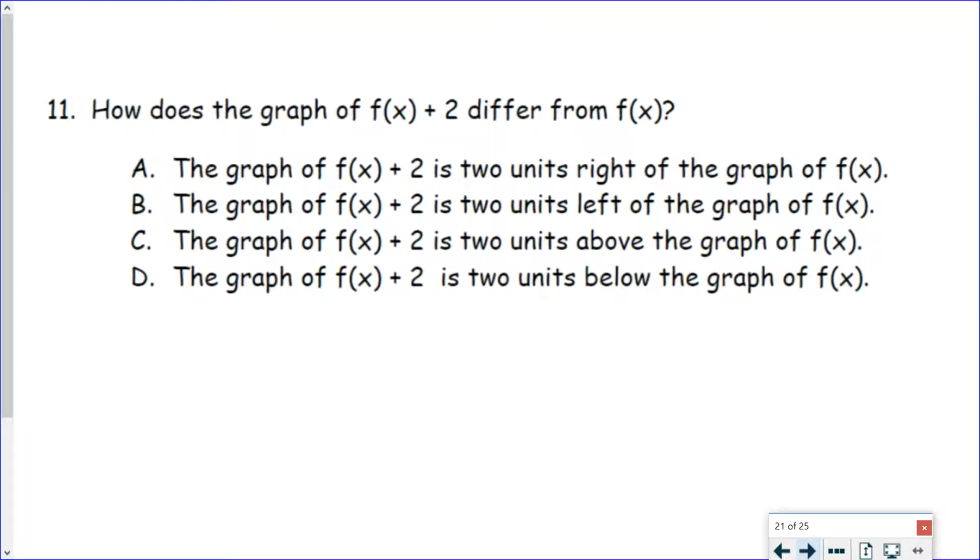All right, number 11. How does the graph f of x plus 2 differ from f of x? It is outside of my parentheses, so it's going to be a vertical. We're adding 2, so it's going to be a shift. Vertical shifts are either up or down. So adding 2 means we're shifting up since it's positive. So the graph of f of x plus 2 is 2 units above the graph of f of x.